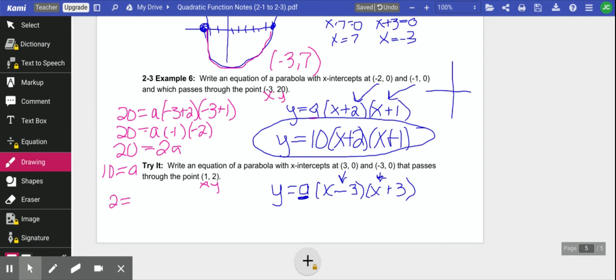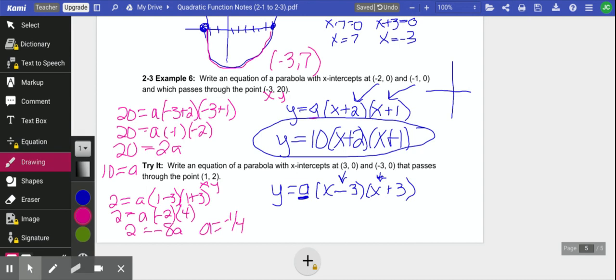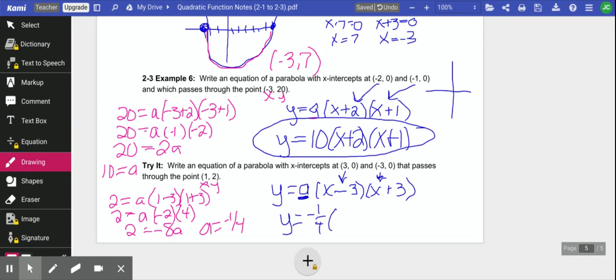So we're going to plug in this point x, y, and we're going to use that to find a. So we have 2 equals a, x is 1, so 1 minus 3, and 1 plus 3. So 1 minus 3 is going to be -2, 1 plus 3 is going to be 4. So we get -8a. Divide both sides by -8, and you're going to get a equals -1/4 once you reduce that. So now that we know that a is -1/4, we get y equals -1/4 times (x minus 3)(x plus 3).